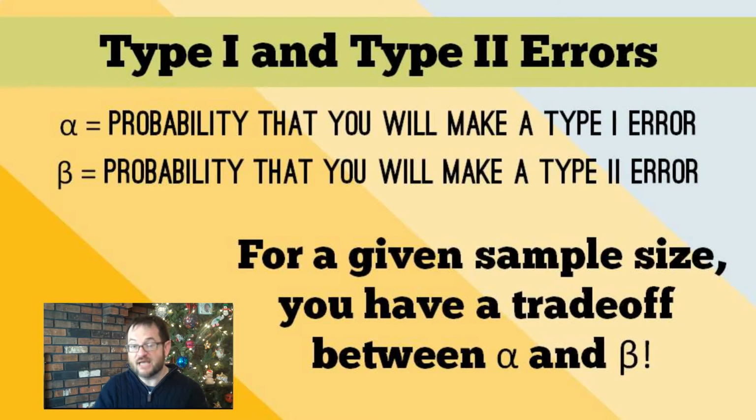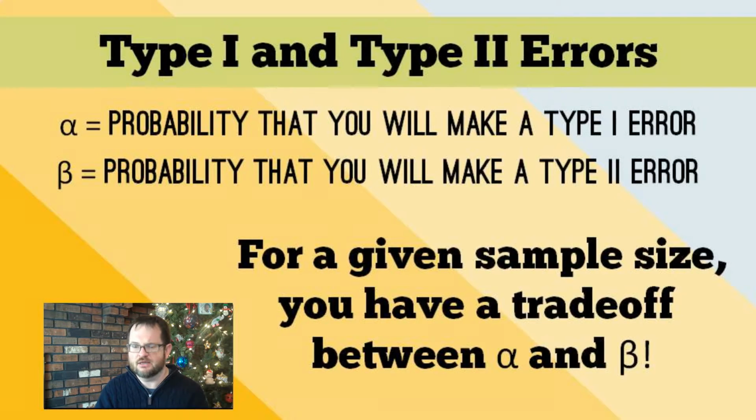For a given sample size, you have a trade-off between alpha and beta. You either can make alpha big and beta small because maybe you're not willing to accept a type 2 error, or you have to make alpha small and let beta be big because you're not willing to accept a type 1 error.